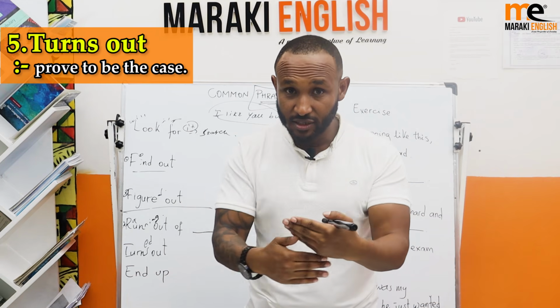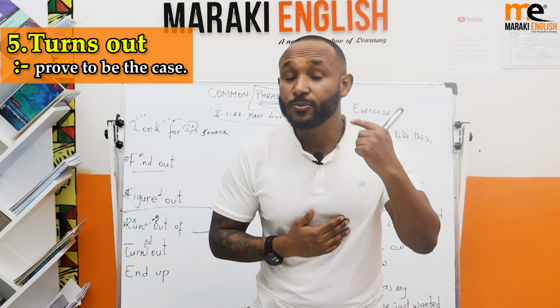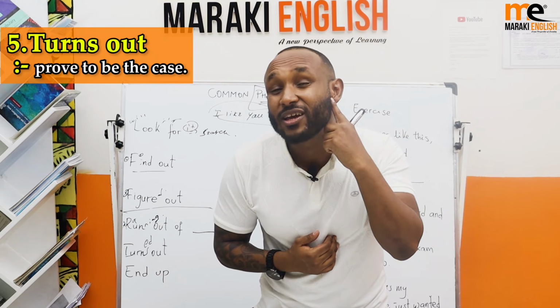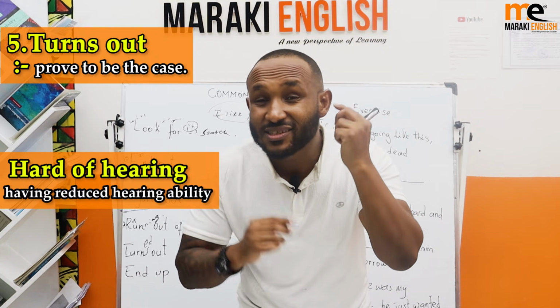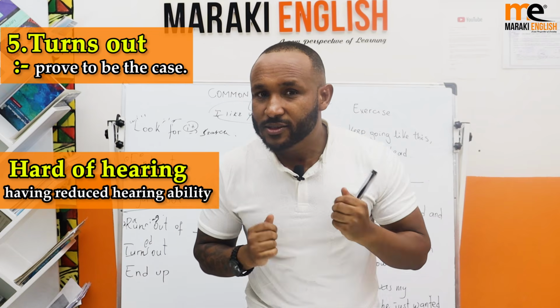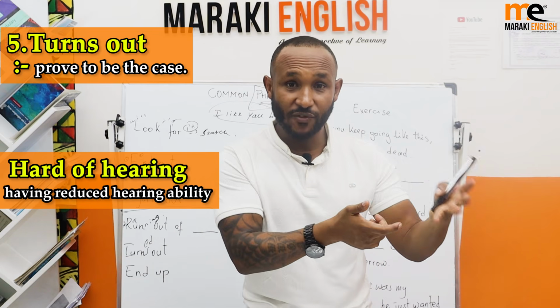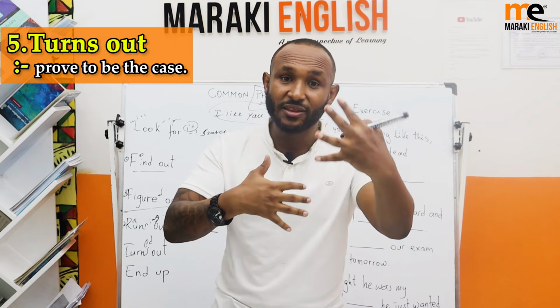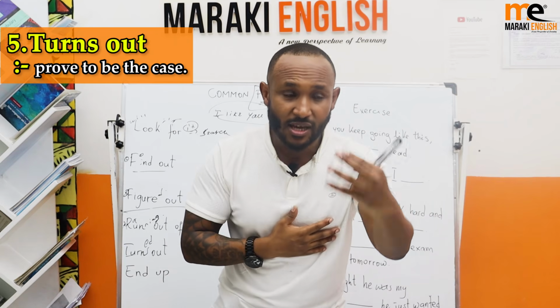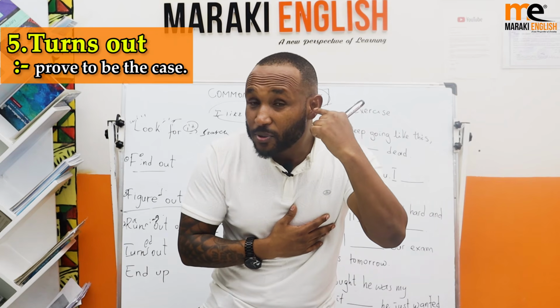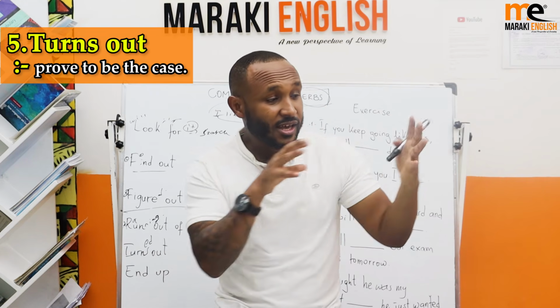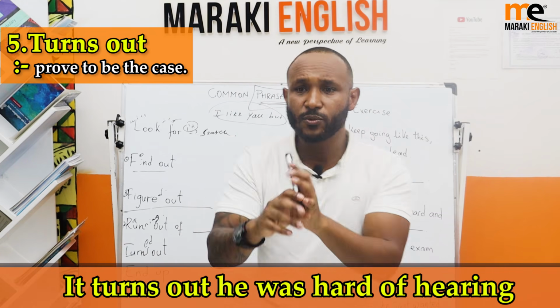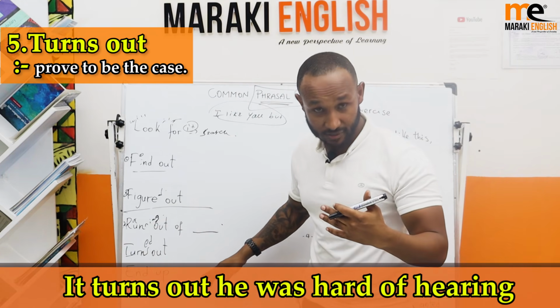But minutes later, his friend came and told me he was hard of hearing. Hard of hearing means he can't hear clearly. So it turns out he was hard of hearing. You see, I was thinking that this guy couldn't speak English and that's the reason we couldn't communicate. But the problem was his ears. We say "turns out" for things like this, okay?